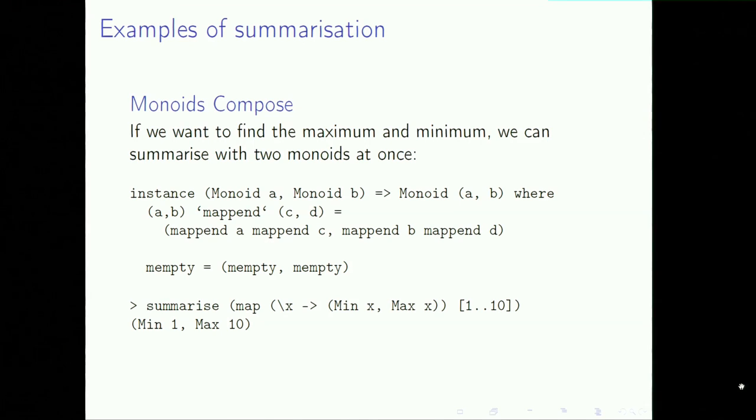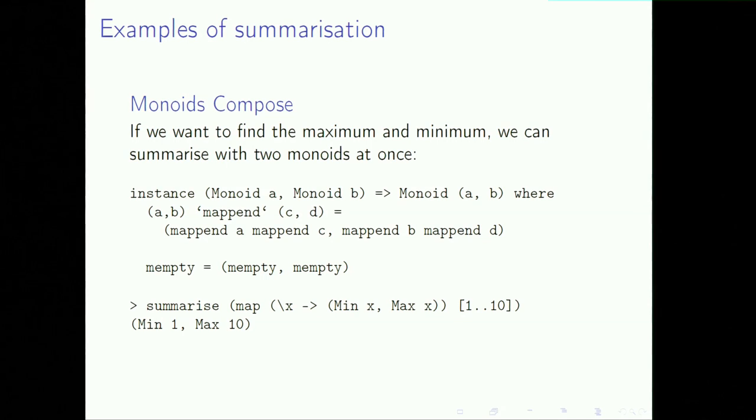But what if I want to find both the maximum and the minimum of a list at the same time? In an imperative language, that seems like a pretty straightforward problem. We just have two temporary variables, and as we walk over this list, we update one of the variables to contain the running minimum and one of them to contain the running maximum. But that requires that I go in and change the definition of this summarize function. A nicer way to do this is by using the property that monoids compose.